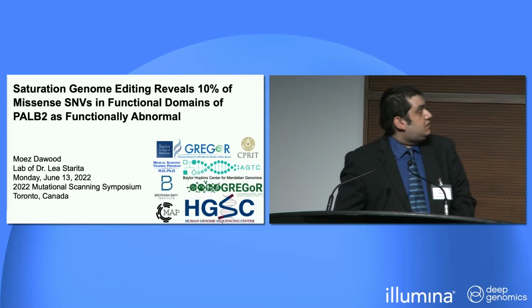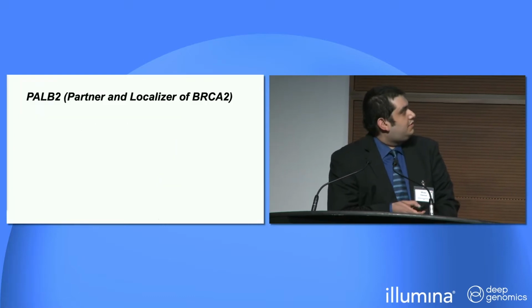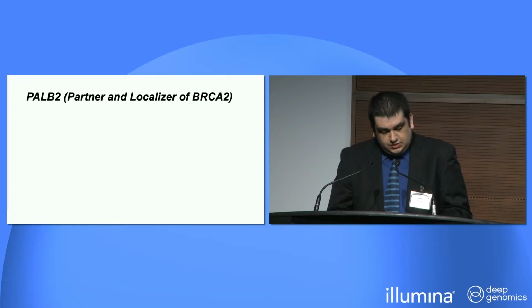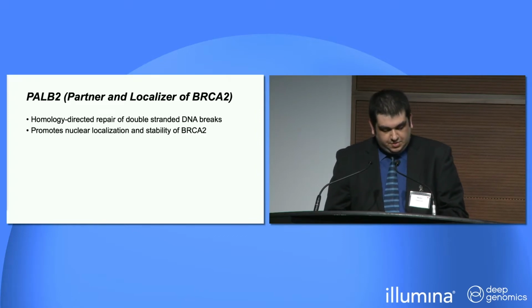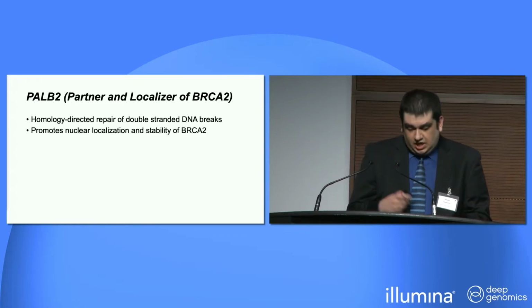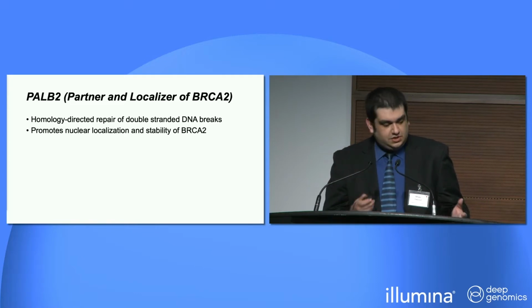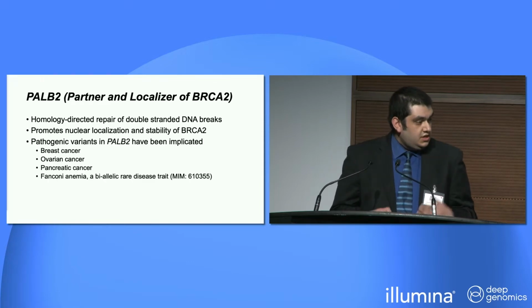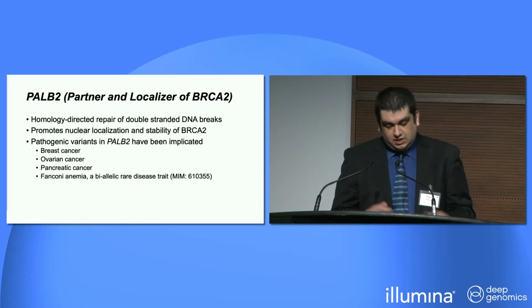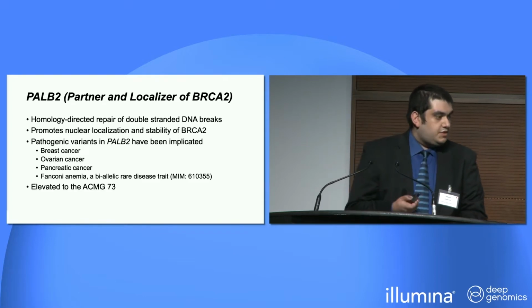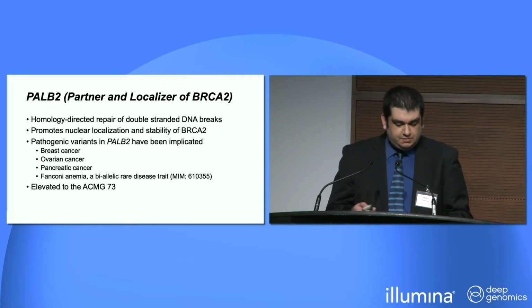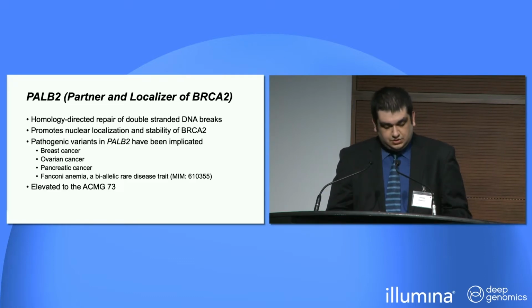So along these lines, the main gene that we're doing right now is PALB2. PALB2 functions in homology-directed repair of double-stranded DNA breaks and promotes nuclear localization and stability of BRCA2. Pathogenic variants in PALB2 are implicated in breast, ovarian, and pancreatic cancer, as well as a biallelic rare disease trait, Fanconi anemia. Last year, PALB2 was elevated to the ACMG SF v3, meaning that secondary findings in PALB2 should be reported to patient providers as it may have clinical implications.